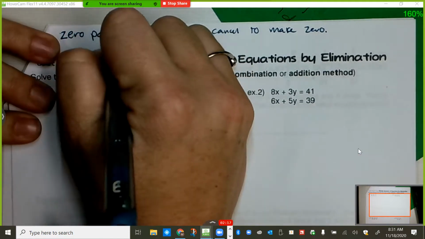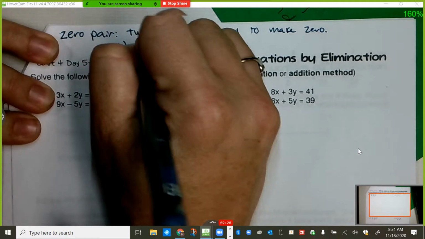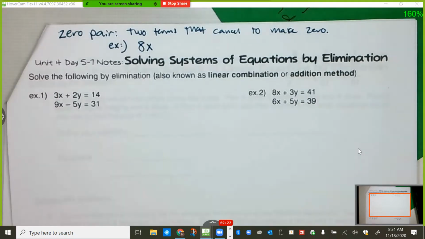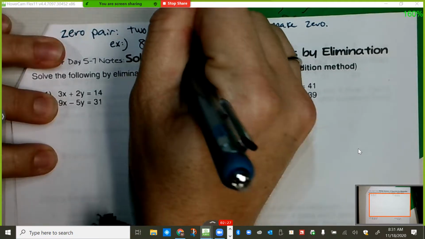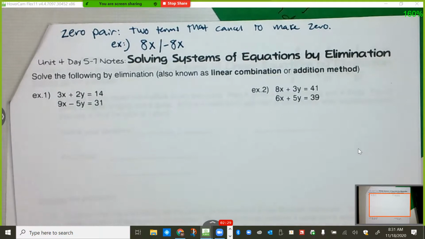So example, what term would cancel a positive 8x? A negative 8x. So guess what? Those are zero pairs. Because if you put them together, what do they make? Zero. Did you see what I'm saying? They're the same term. What's the only difference? A positive versus a negative. Okay? That is the only difference in a zero pair. One of them will be positive, one of them will be negative. Other than that, they're equal, right? Okay, so that's the big thing we need to know.